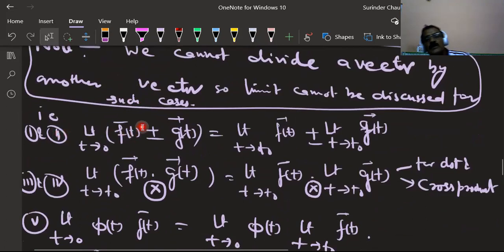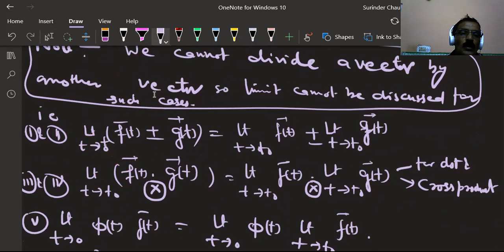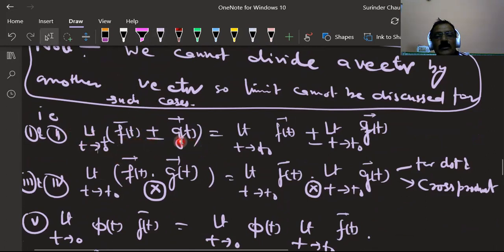So let's discuss the technical part. The limit as t approaches t naught of F vector t plus or minus G vector t is equal to the limit as t approaches t naught of F vector t plus or minus the limit as t approaches t naught of G vector t.